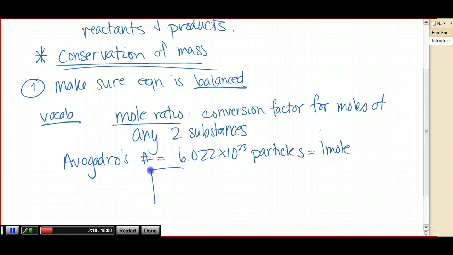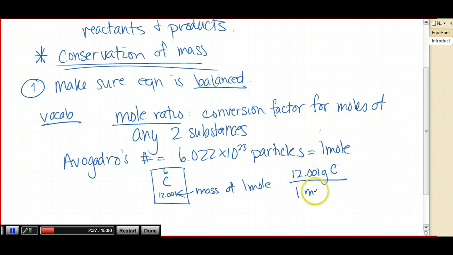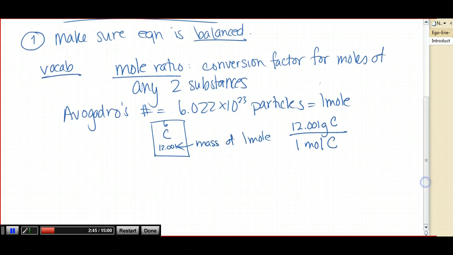On the periodic table, for example, let's say we have carbon. This is the mass of 1 mole. So that's our conversion factor. Remember back to when we were converting between grams and moles. We know that 12.001 grams of carbon is 1 mole of carbon. So the mole ratio is something you need to know about. And the other thing is the molar mass, and we've been dealing with that. So your two big vocab words, two concepts you need to understand, are the mole ratio, which is a conversion factor between the moles of two substances, and the idea of molar mass.